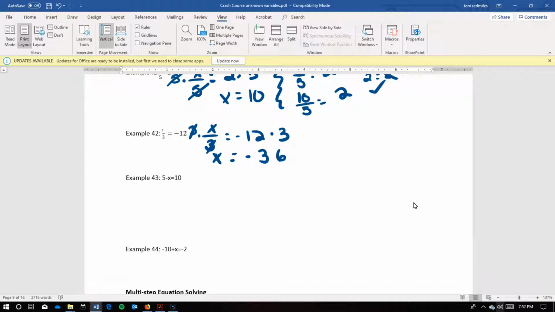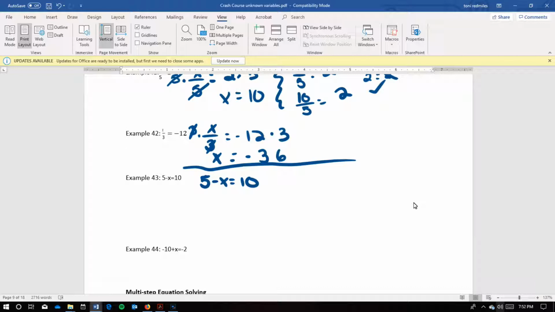All right, so what if it's written and the variable is not the first thing I see? In this example, see, the x is second. Okay, it's hard to tell what that 5 is doing to the x. Sometimes people will tell me it's subtracting. It's not the 5 subtracting the x. It's the x subtracting the 5. So I'm going to flip-flop it.